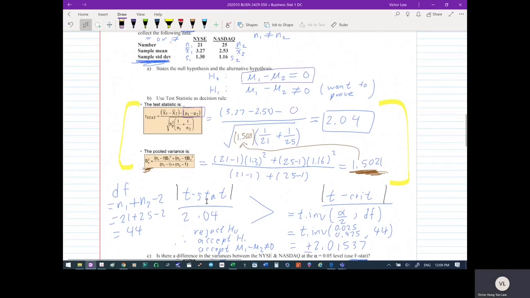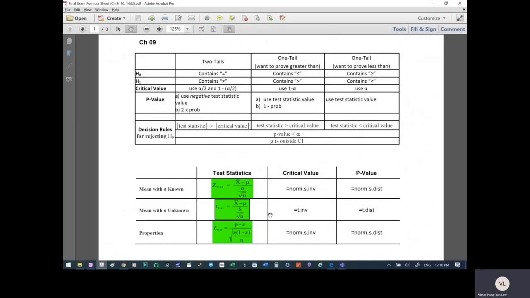Since we're dealing with two-tail testing, we compare the t-statistic with the t-critical. The t-statistic we get from the algebra above. For the t-critical, we use the Excel formula from Chapter 9. The reason we're using the t-distribution is because we're given sample standard deviations. As we talked about in Chapter 9, whenever we have the mean with sigma unknown, meaning we don't have the population standard deviation, we use the t-distribution.